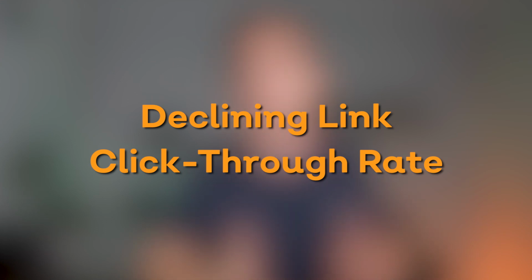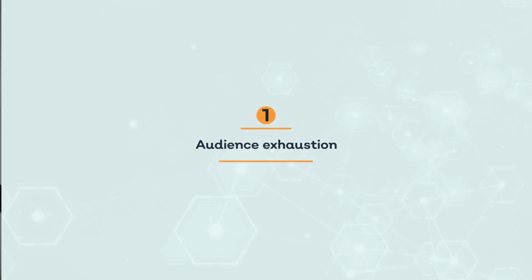Now, if your CPMs weren't rising, if that wasn't your problem, then maybe it was your link click-through rate. If so, this is what to keep an eye out for. Perhaps you've exhausted your audience. Now this means that most of the people in your audience who are going to click your ad have already done so, and you're going out to parts of the audience who just aren't interested. So you notice a consistent decline in your click-through rate.